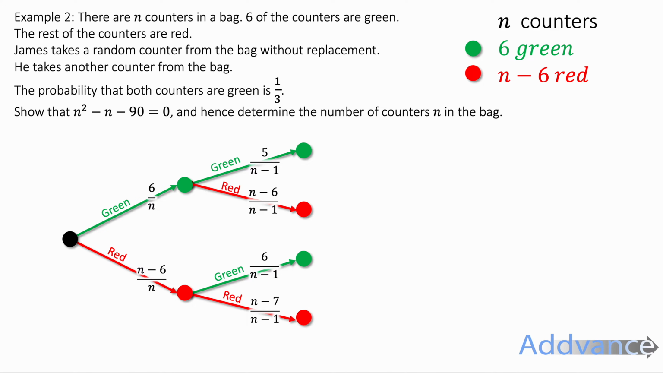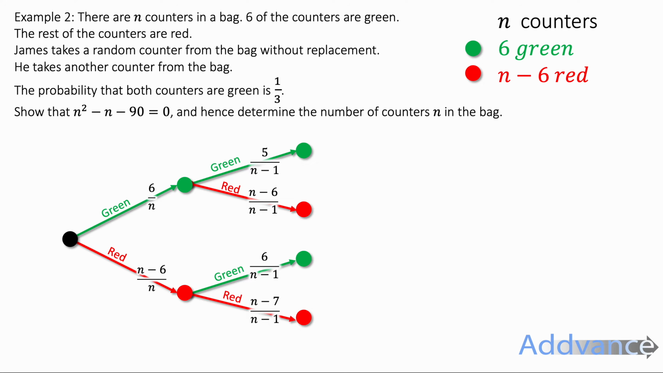You should take a moment here and see how I've got those fractions, especially those second branches that rely on the first branch to tell you how many counters are remaining in the bag. That's quite tricky, but let's continue.